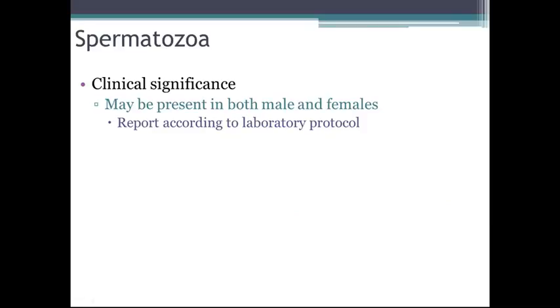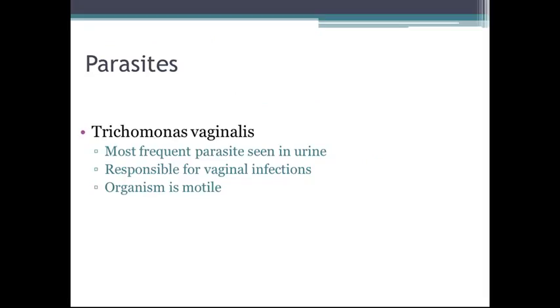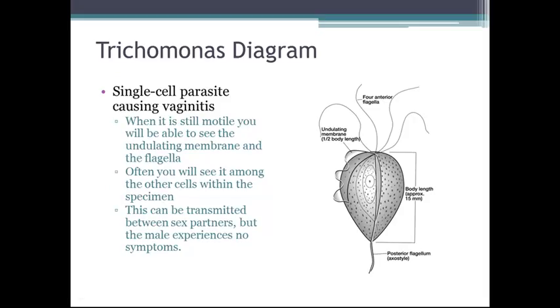Sperm, clinical significance: may be present in both males and females. Report according to your lab protocol. Parasites: the most common parasite is Trichomonas vaginalis, the most frequent parasite seen in the urine and responsible for vaginal infections. This organism is mobile. It has a flagellum, or a whip-like tail, and then it also has flagella, or I like to call these tentacles, on the other end.